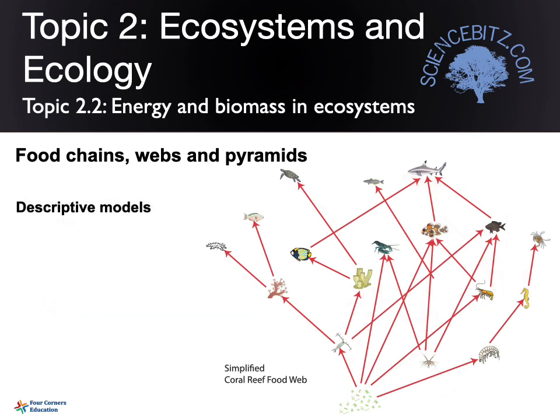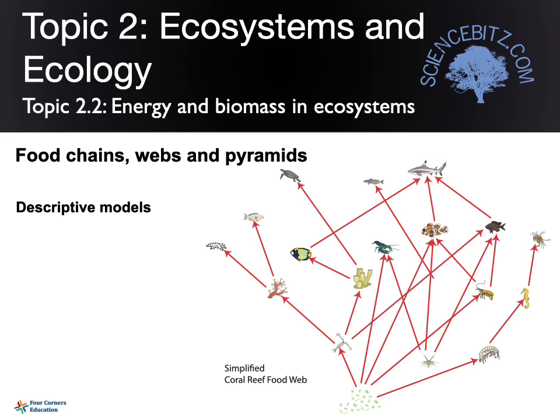So I can illustrate this here in terms of a coral reef. A coral reef is quite a diverse system, and even this is a very simplified food web of a coral reef. So these are quite descriptive models, but their quality in allowing us to understand totally depends on how many connections we've actually managed to make.